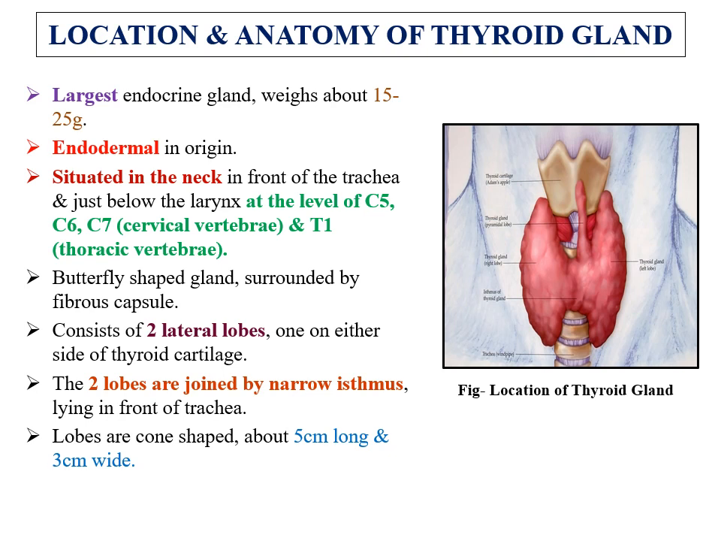To be more specific, we can say this gland is situated at the level of C5, C6, C7, which are the cervical vertebrae, and T1, which is the thoracic vertebrae. So we can see in the figure, this thyroid gland is butterfly shaped and it consists of two lateral lobes which are cone shaped, and the two lobes are joined by a narrow isthmus.